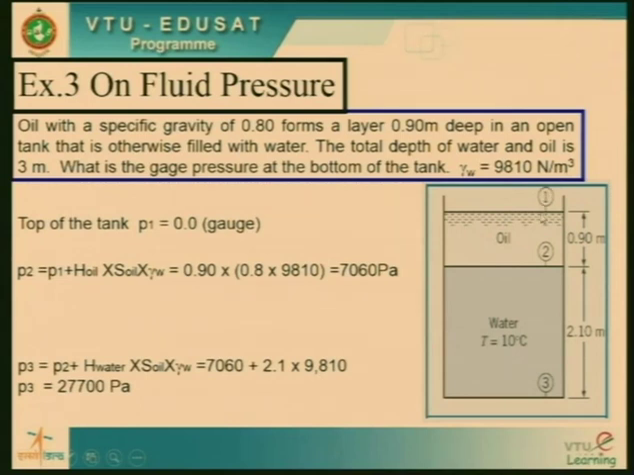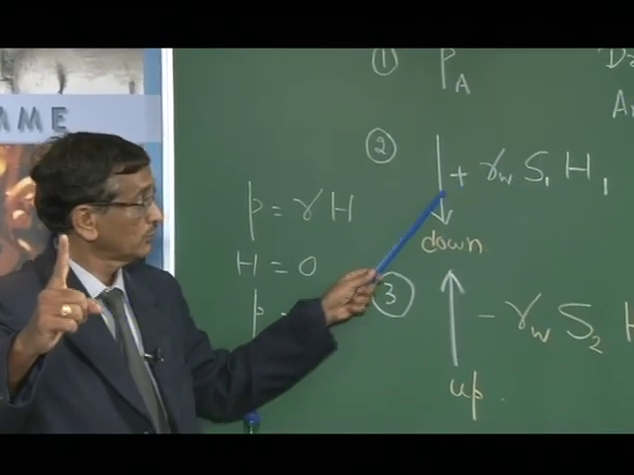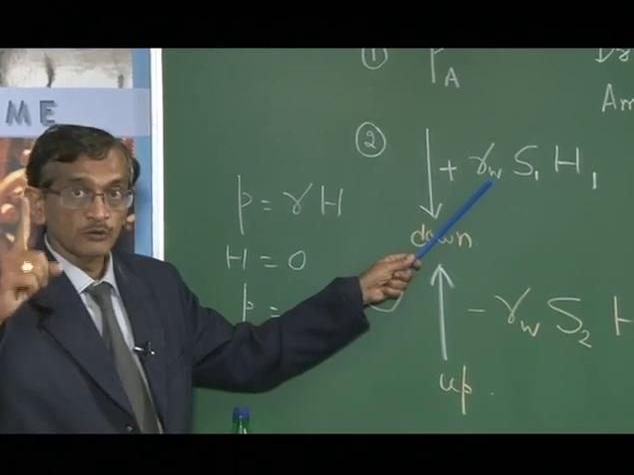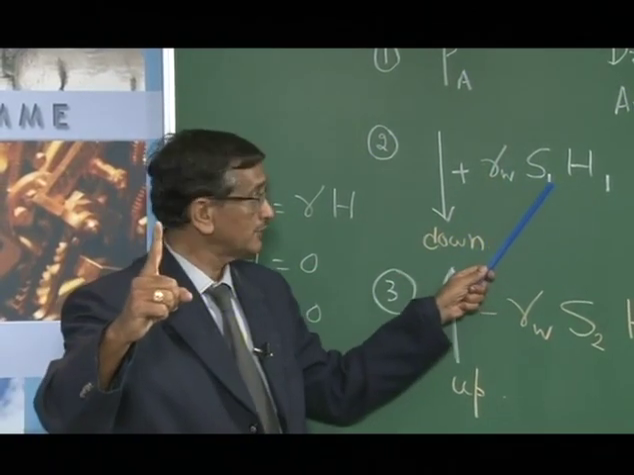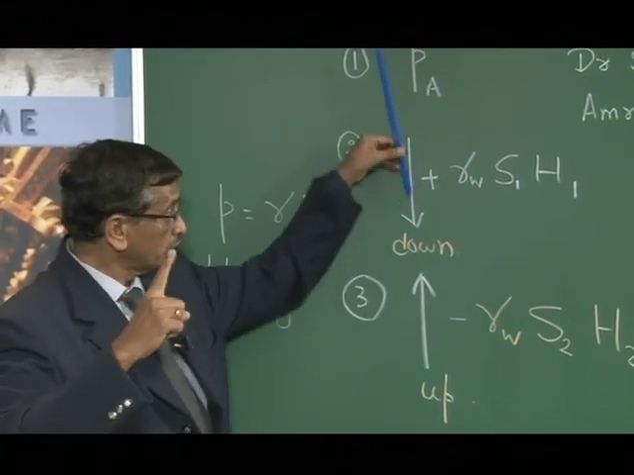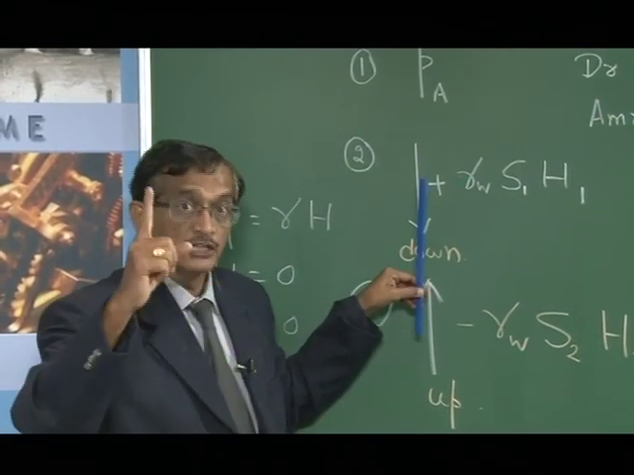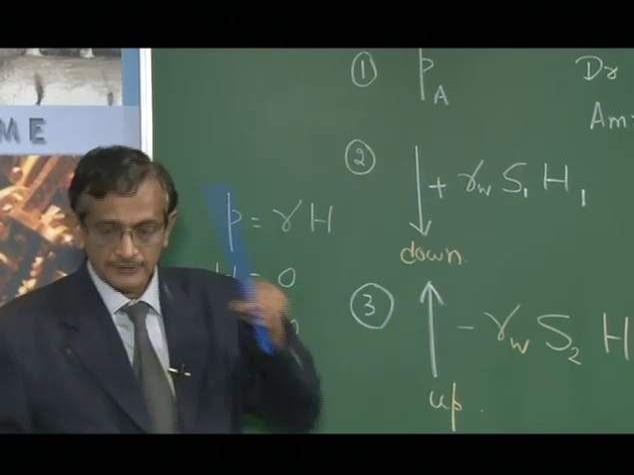Step 1 is on the top. Step 2, I need to go down. It is an oil. I am going in the downward direction, so it is going to be positive. I will go back to the board now. You can see here, any pressure which is going down is considered positive. We say specific weight of the water into specific gravity of the liquid into the height of the liquid. So, if I am moving downwards, it is positive. It is an increase in pressure, right. Let us come back to the slide.